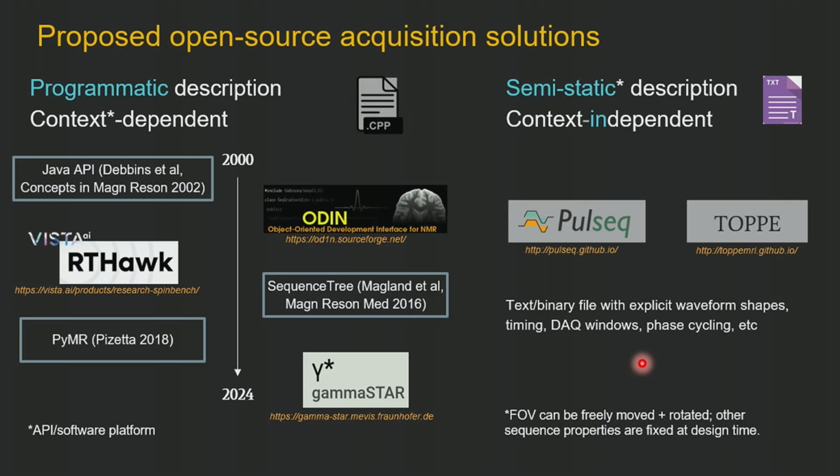So what are we going to do for our various open source acquisition? Okay, so this has been thought of for a while now. There's a lot of solutions out there, such as Odin, RT-Hawk, GammaStar. Then there's a few that are more on the context-independent side, so we're going to specify things in an open, easy to read text file. So I'm talking here about things like Pulseq and TOPPE. And then due to time constraints today, I'll focus on the one that we're using currently, which is Pulseq.